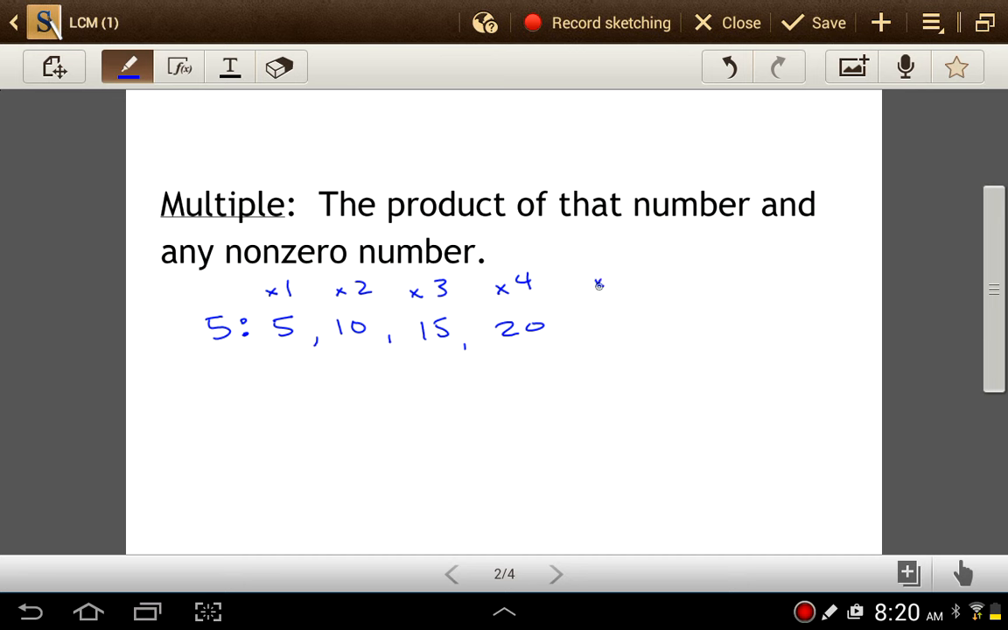Okay, and you can continue down, and then 25, 30, 35. So it's that number times any non-zero number. And those are your multiples of 5. If you go in order, you start with 1 and go consecutively. Make sure you write down that definition, and when you're done, go ahead and move on. Otherwise, if you need to pause it, do that right now.